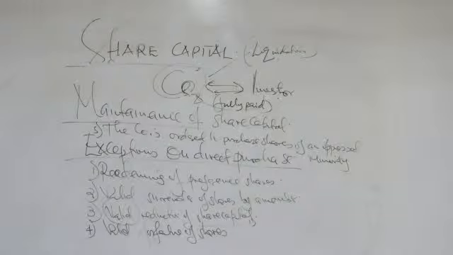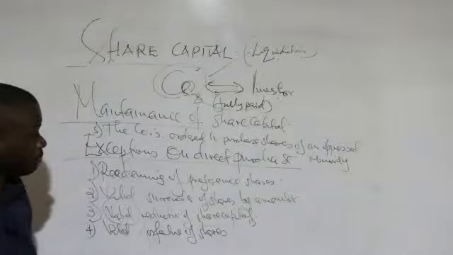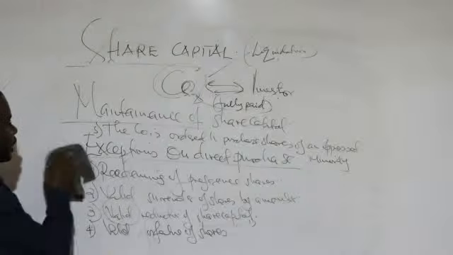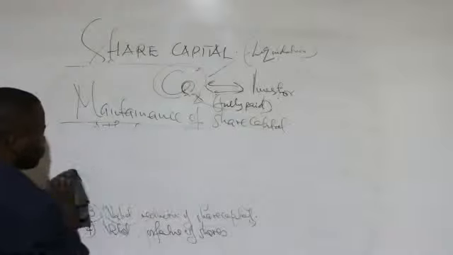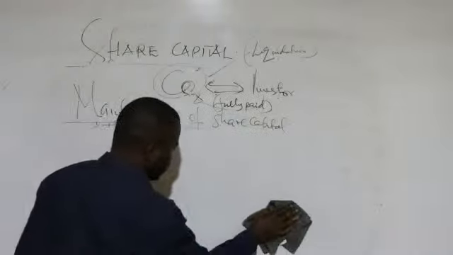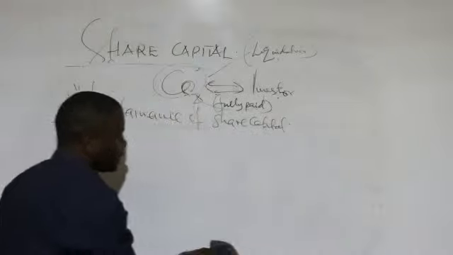Then you have exceptions under financing, whereby the company can finance another party to purchase its own shares. So how can the company finance another person to purchase its own shares? How can the company finance another person?